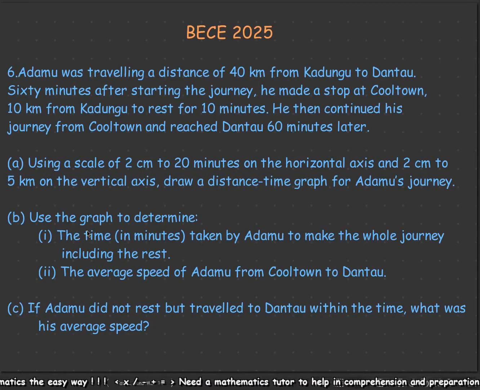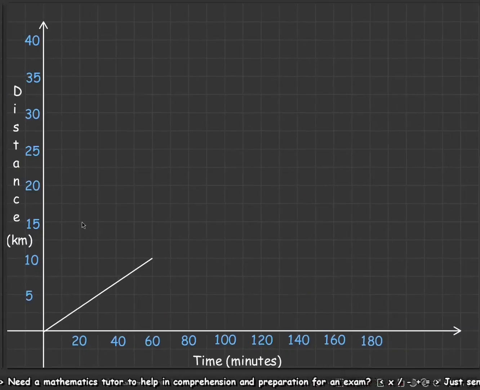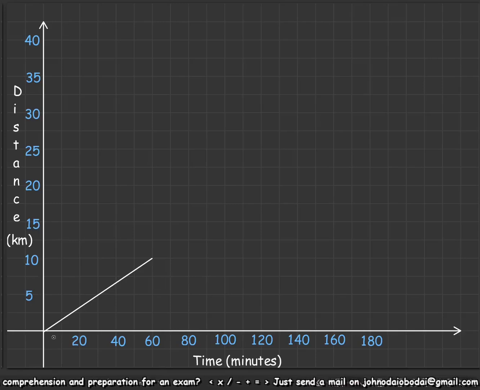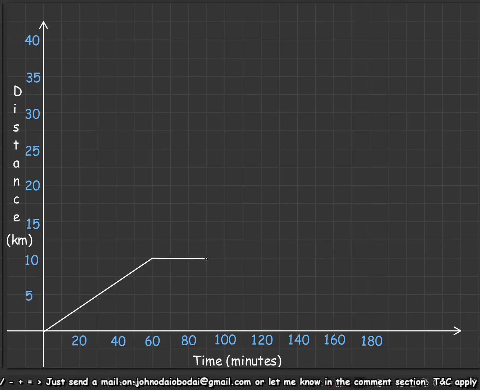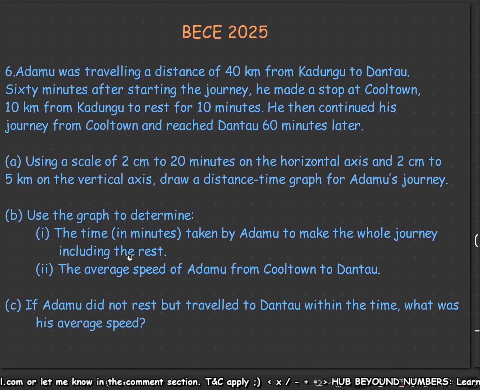So it says he rests for 30 minutes. Now during the period of rest, we do not increase the horizontal. We do not increase the vertical. You see, he rests for 30 minutes. And we said for every 2 centimeters, it is 20 minutes. So if you are resting for 30 minutes, then this is 20 minutes, and then this here would be 30 minutes. Still here, that is 10 kilometers away from your starting point. You see? Then let's look at what the question continues to say.